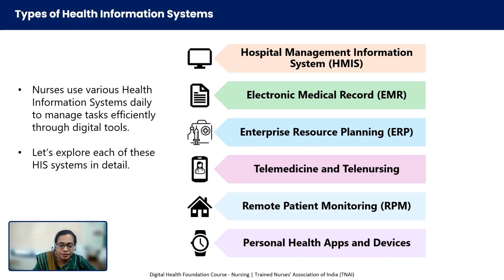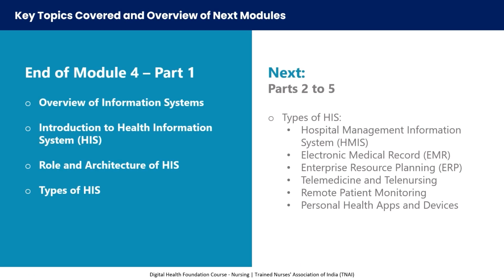Now, all those types that we have seen, HMIS, EMRs, ERP, telemedicine, telenursing, RPM, we are going to explore each of these in detail. So that brings us to the end of module 4, part 1. In this part, we started with an introduction to information system, and then we focused on health information system. We also learned about the meaning of HIS, the different types, and how these systems help improve our healthcare delivery through better data management and coordination.